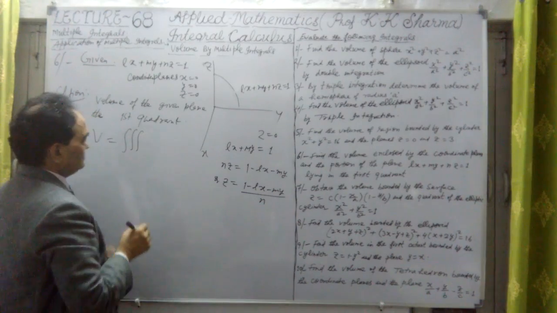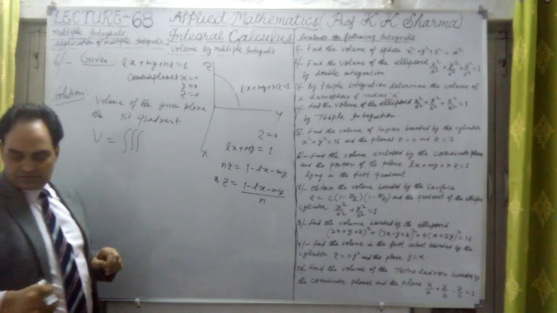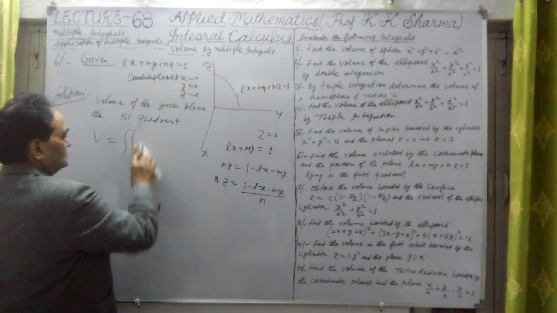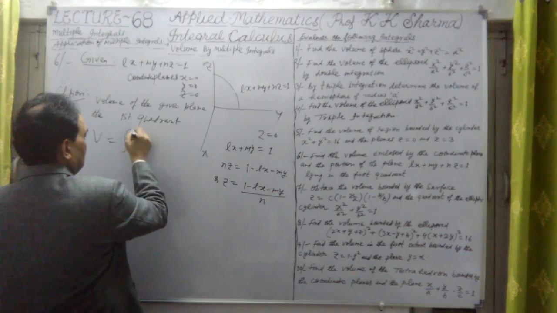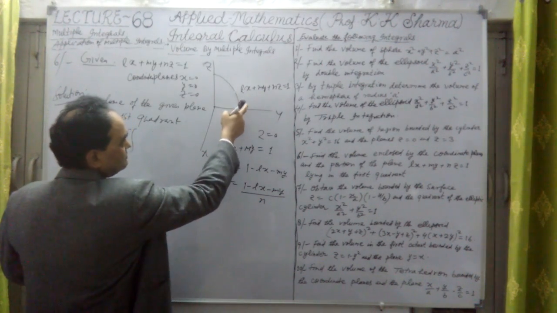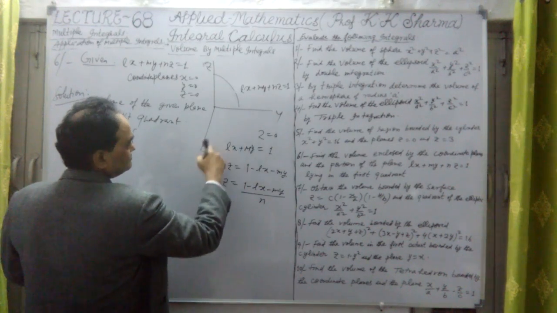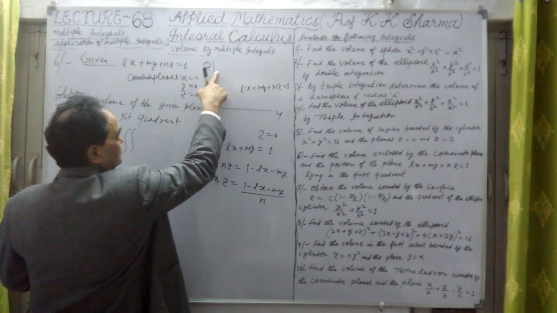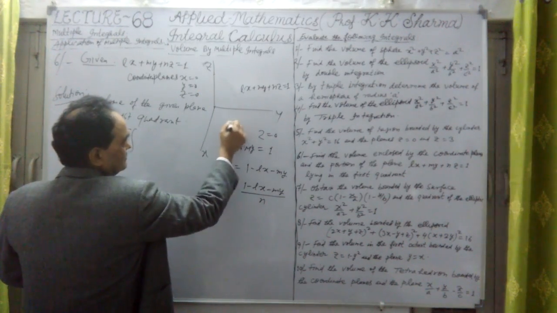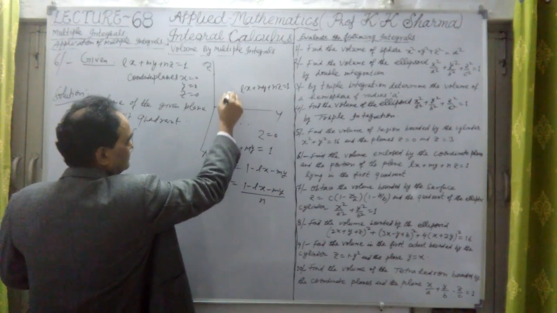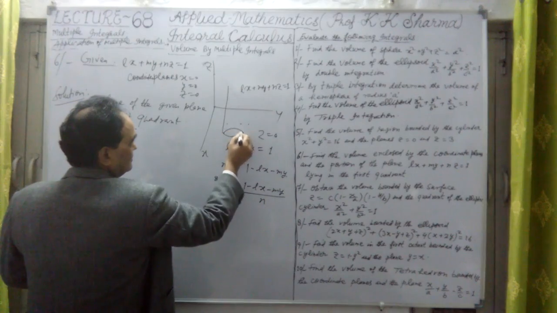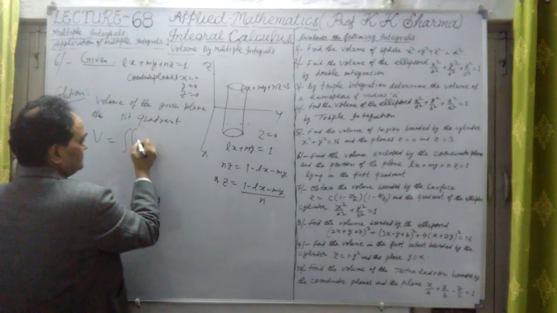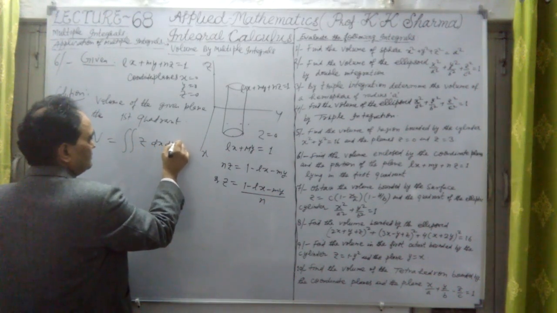Or let me take a double integral, because this is lying in the first quadrant only. So this is two-dimensional geometry here. This is only the first quadrant, it means only one plane. Let me take the xy plane, it will be the first quadrant here. The volume of this figure will be z into dx dy.